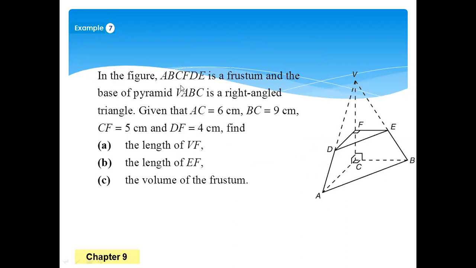Here, the question shows you a frustum, this below, and the base is a right-angled triangle. With AC is 6, BC is 9, CF is 5, VF is 4. Find the length VF.